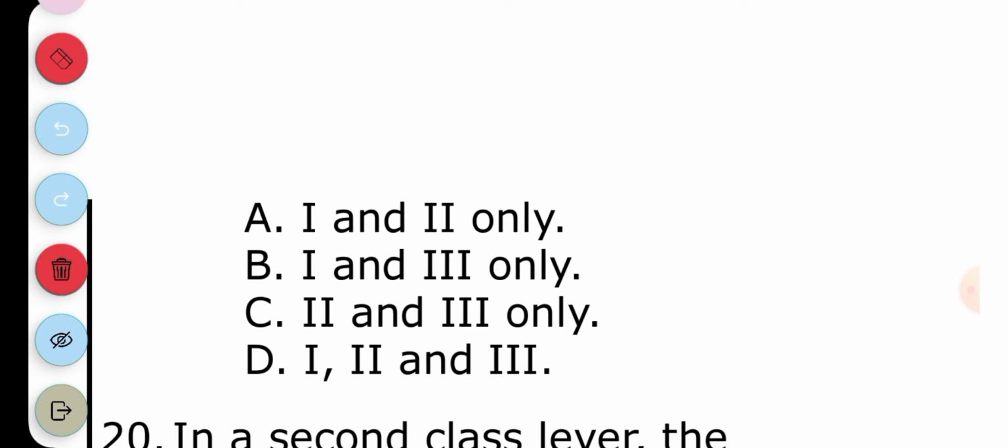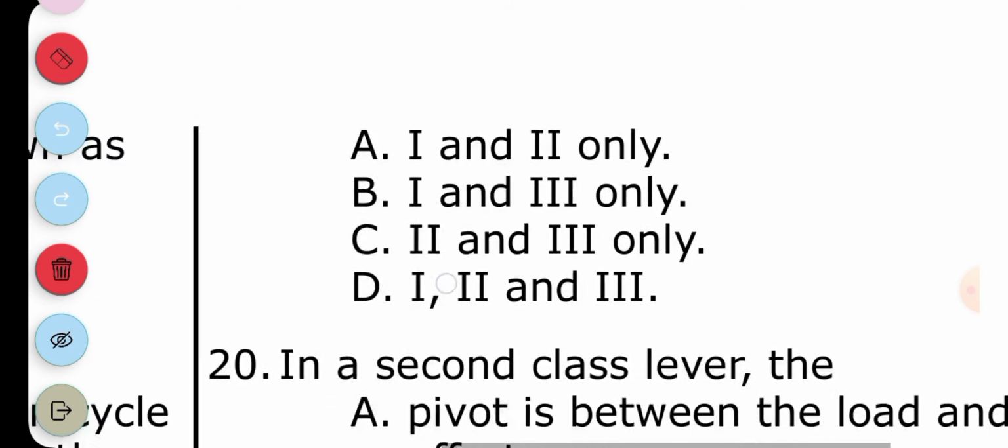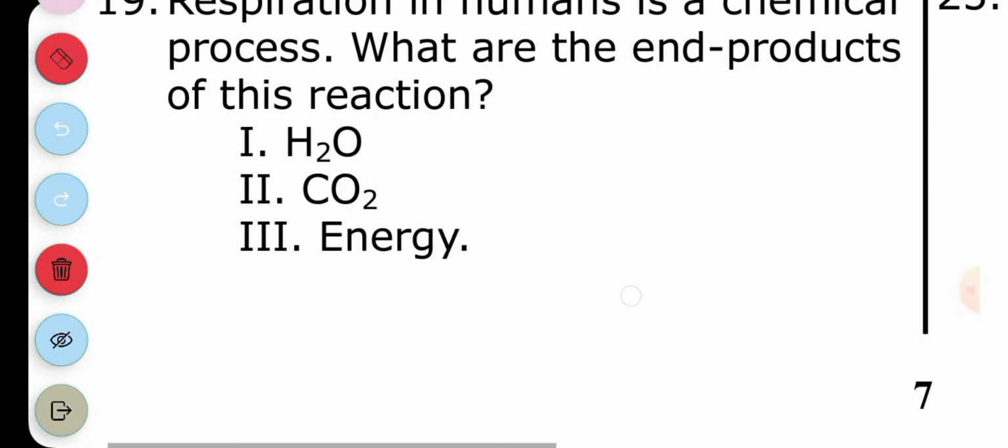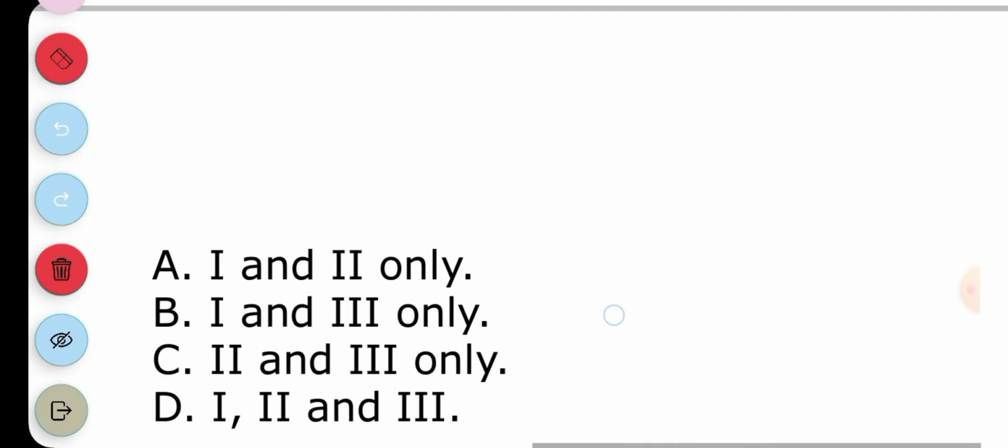Okay, yeah, just three. So which of them are the end products? So let's go back to it. We have carbon dioxide and energy. So question 19, C.